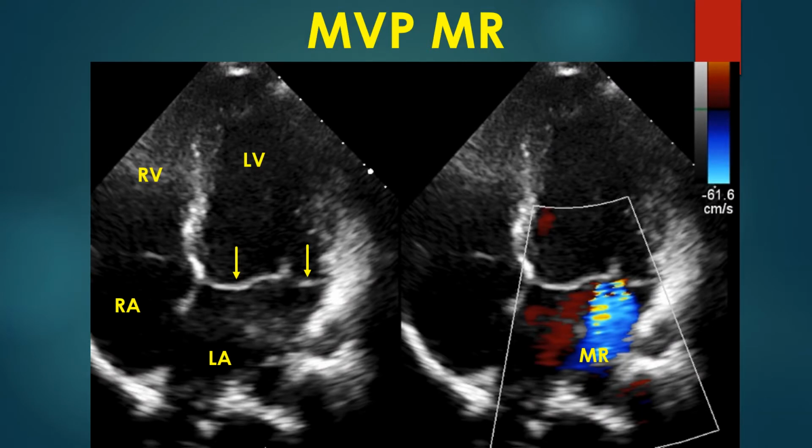Echocardiogram in apical four-chamber view demonstrates prolapse of both anterior and posterior mitral leaflets marked by arrows. The central part of the leaflets can be seen more towards the left atrium than the coaptation point. Mosaic color Doppler jet of mitral regurgitation can be seen in the left atrium starting from the mitral valve.